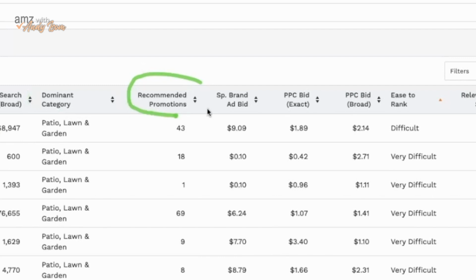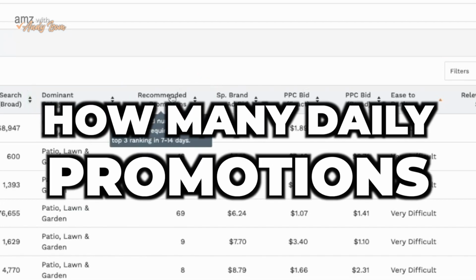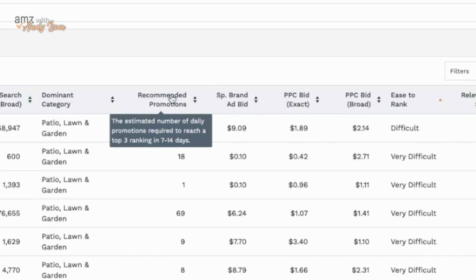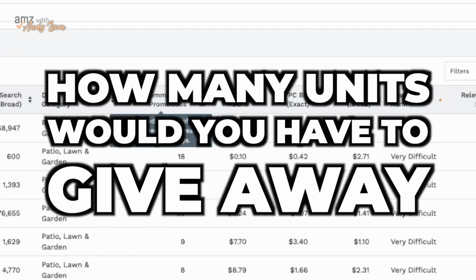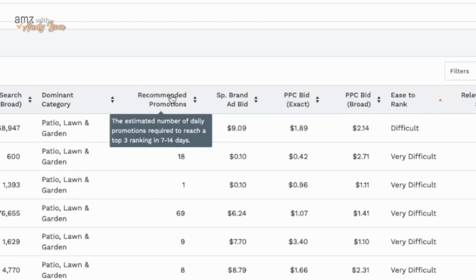This one right here, recommended promotions, is probably my favorite secret column. This recommended promotions is them recommending how many daily promotions. Now, if we're saying promotions, we're saying giveaways for our own. How many units would you have to give away every day? When we say giveaway, someone still has to buy it. So it'd be like them buying it and you reimbursing them, sort of a dealio.